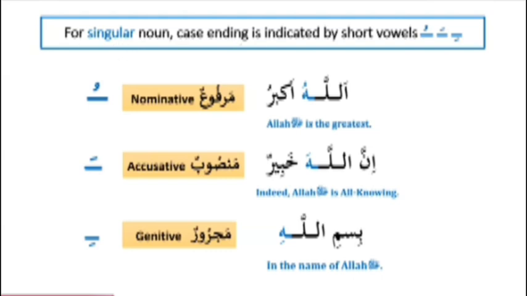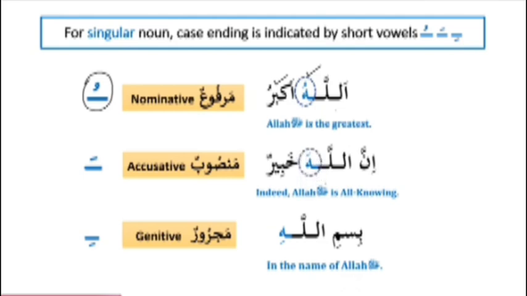Now, if you see over here, first of all, we look at the singular noun. And as I said, for the singular noun, the case ending is indicated by a short vowel. So now we see here, Allahu Akbaru. And as I told you, Dhamma is the sign of the nominal case. Allahu, we will say that Lafdhul Jalala is marfu'. And similarly, Akbaru is also marfu'. So whenever a noun ends with Dhamma, as we can see over here, then that means it is marfu'.